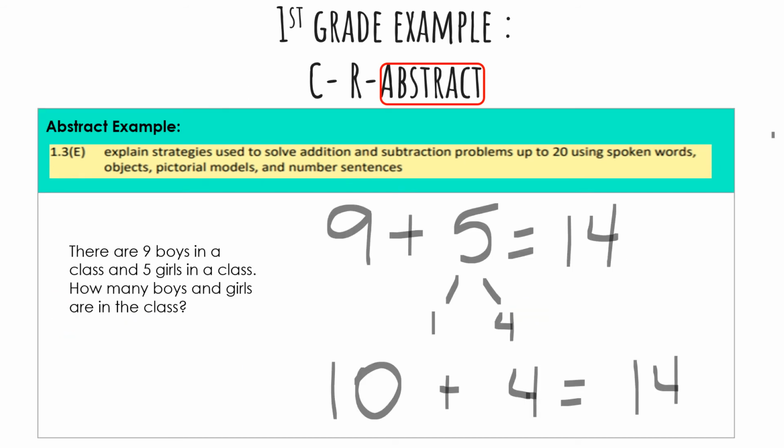Okay, now let's take a look at the first grade abstract example. As students begin to get more and more developed in the concrete and representation, then they can move to a number sentence representation of the problem with the 9 boys and the 5 girls. The equation would read 9 plus 5 equals 14, which they could solve horizontally. They could also decompose the 5 into 1 and 4 to still use the make 10 strategy and use the problem 10 plus 4 equals 14.